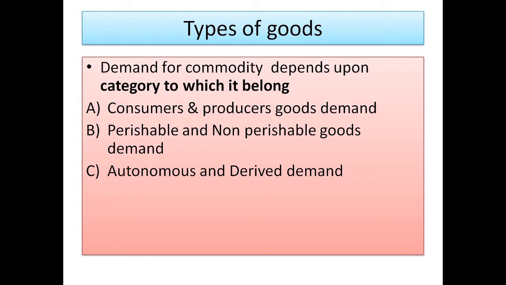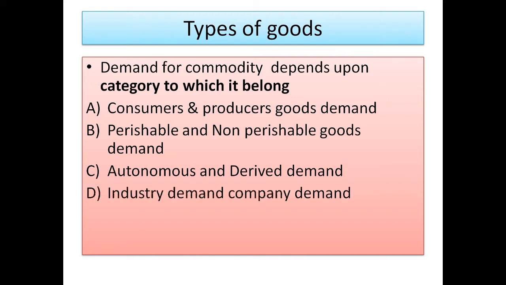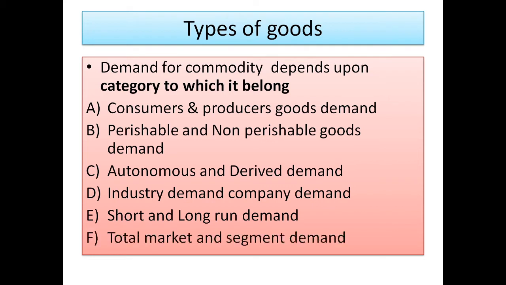Third category is autonomous and derived demand. On the basis of its effect, we can categorize it as autonomous demand and derived demand. Then four, industry demand and company demand: the sum total of all companies' demand and a particular firm's demand. Then short run and long run demand. On the basis of the time element, we categorize it as short run demand and long run demand.